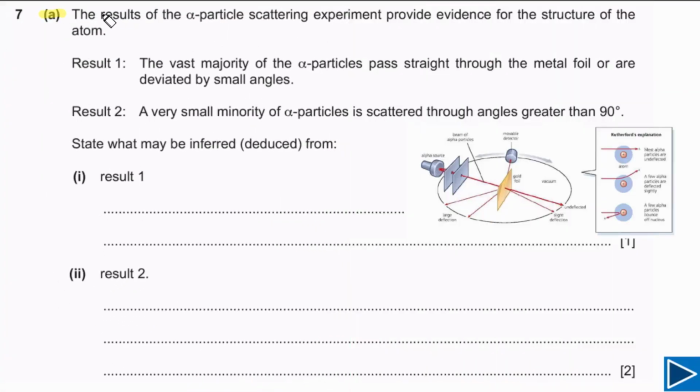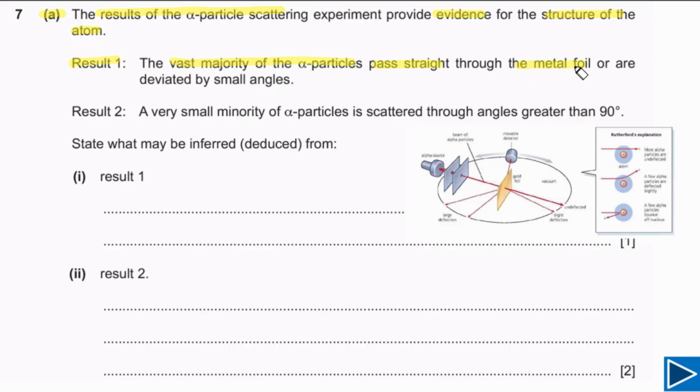In today's lesson, we will discuss a typical type of question on radioactivity from the March 2021 paper 2, and this paper is for Cambridge AS Physics 9702. For part A, it is given that the results of the alpha particle scattering experiment provide evidence for the structure of the atom. According to result 1, or simply the first observation, the vast majority of alpha particles pass straight through the metal foil.